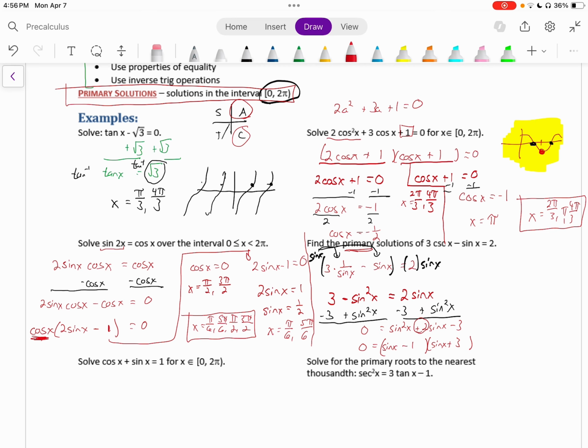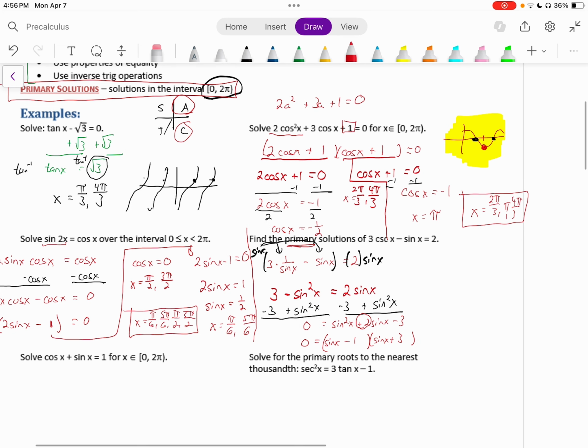And now we have two things multiplying together to equal 0. So either sine of x minus 1 equals 0, or sine of x plus 3 equals 0. On this first one, we could add 1 to both sides. We have sine of x equals 1. This is something we should be familiar with.